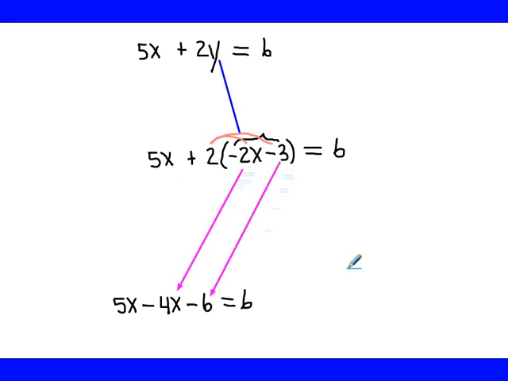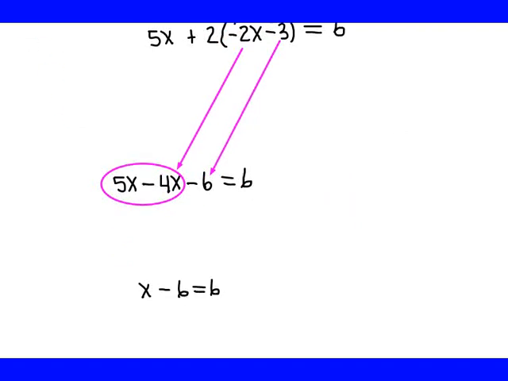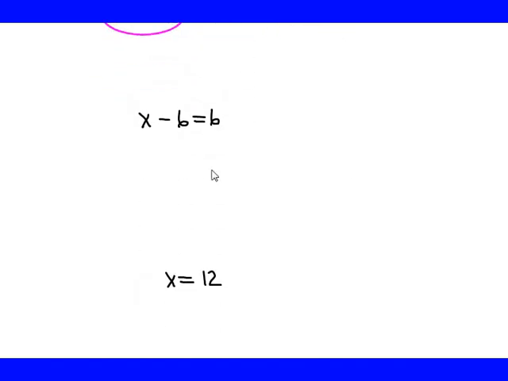We get negative 6. Now as we can see here, we have like terms. We have 5x minus 4x. So we combine those. So in this case, 5x minus 4x is x, and we are left with x minus 6. So here we have to add 6 to both sides. When we do that, we get that x is equal to 12.